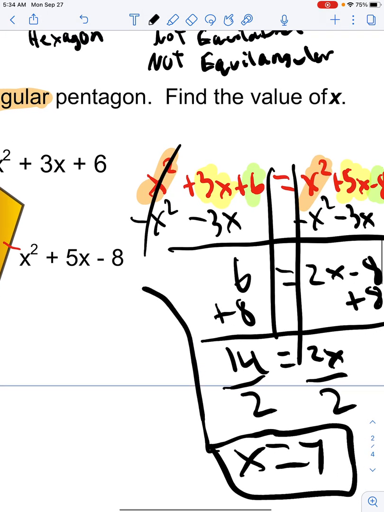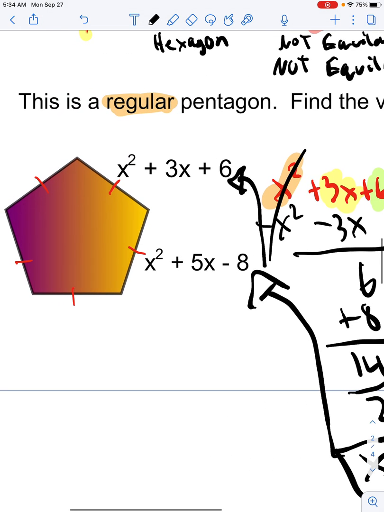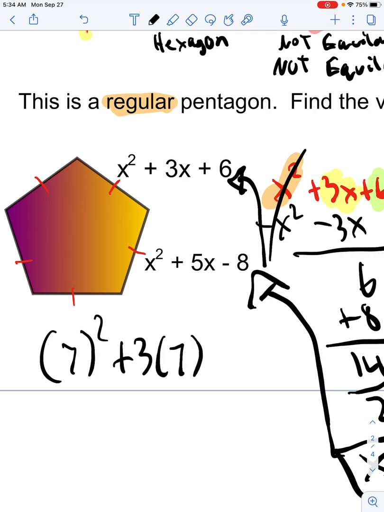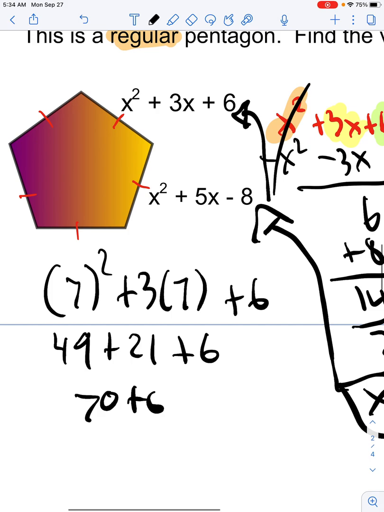Let's just check our work. We're going to plug it in here. We're going to plug it in here, and let's see what we get. 7 squared plus 3 times 7 plus 6. 49 plus 21 plus 6. 49 plus 21 is 70. Plus 6 is 76. So I know that this side is 76.